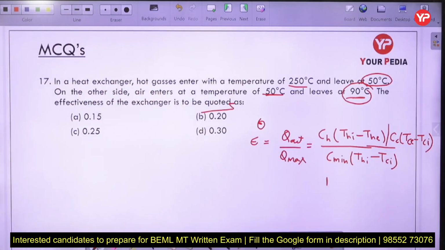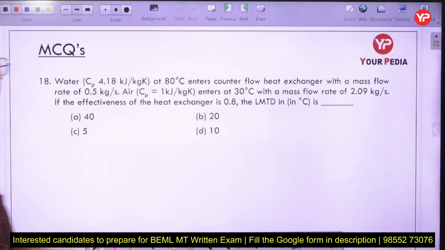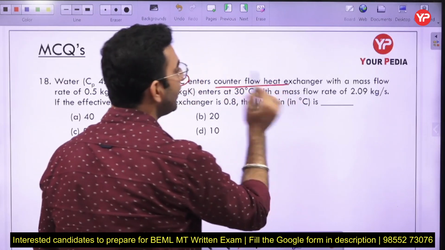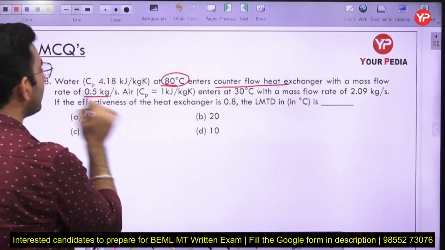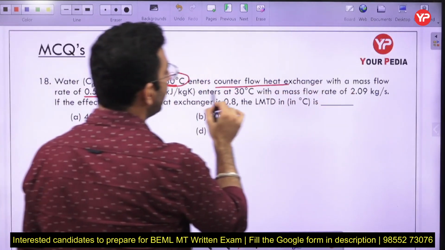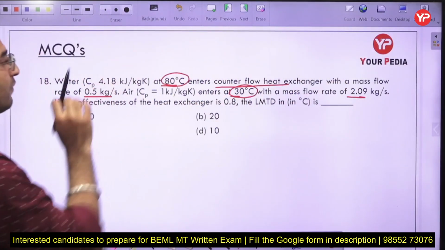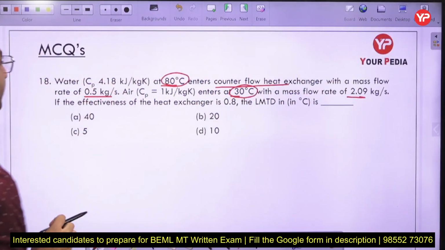Okay, the actual heat transfer will come out to be the maximum possible heat transfer only. Next part, water at 80 degrees Celsius enters the counterflow heat exchanger with a mass flow rate of 0.5 kg per second. Air enters at 30 degrees Celsius with a mass flow rate of 2.09. What will be the effectiveness of the heat exchanger, LMTD here?